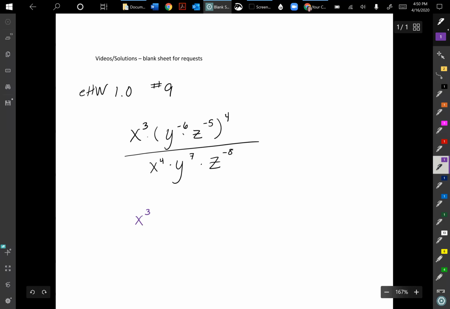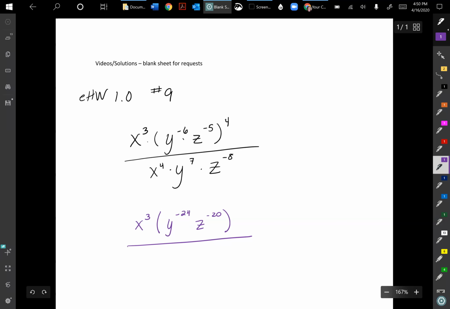x cubed. In the example they had dots in for multiplication, but you don't really need them, so I'm going to get rid of those. So x cubed, and then y to the 6th to the 4th would be y to the negative 24th. And then we have z to the negative 5 times 4, which would be negative 20. So we multiply the exponents when we're raising up.